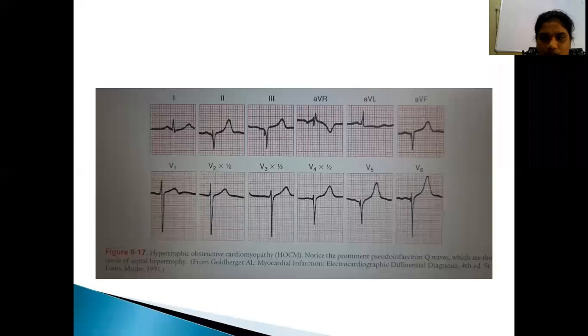This hypertrophic obstructive cardiomyopathy is showing the pseudo-infarct Q waves that result from the septal hypertrophy. Pseudo Q waves. Due to septal hypertrophy, we'll be seeing these pseudo-infarct Q waves.